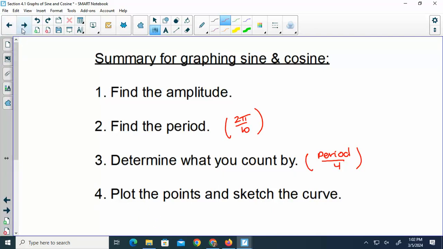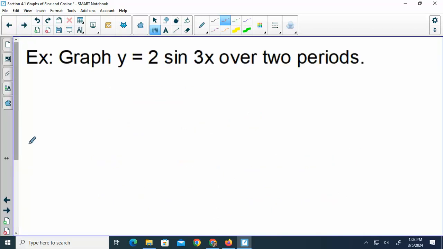So let's say I asked you to graph this over 2 periods, and we'll talk about that in a minute. So I have to answer some questions first. What is the amplitude of this graph? Positive 2. It's just the number in front. So positive 2. That's my amplitude.